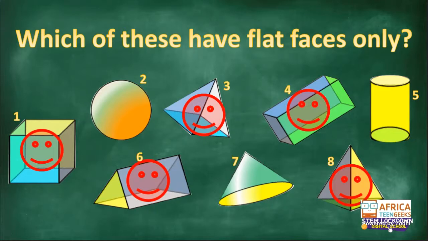So for the rest of the questions, if there's more than one answer, I will give you 1 point for each smiley face. If there's only one correct answer, just to even out a little bit, I will give you 2 points for that one answer. Let's look at the screen.